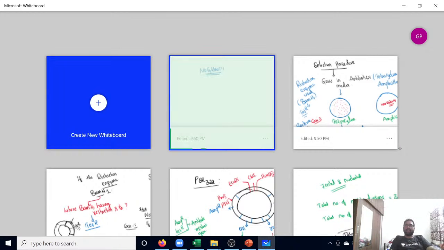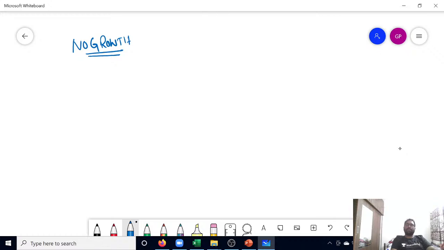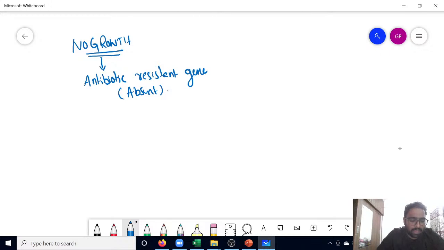Take this fresh slide here. So no growth. No growth means what? Antibiotic resistant gene is present or absent? Absent. Because of that only, no growth. Antibiotic resistant gene is absent, because of that only.